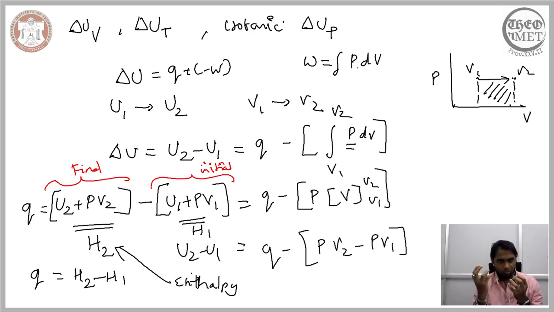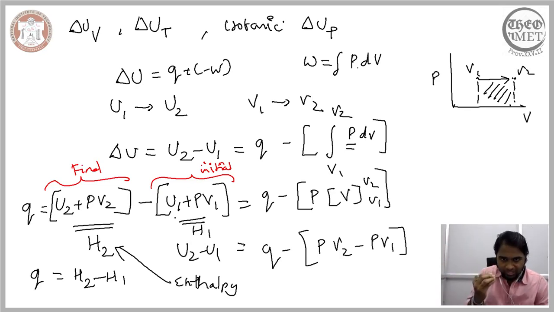Now the question is: is this variable a state variable or a path variable? Again, in order to identify whether a variable is a state or a path variable, we have a simplistic criterion.